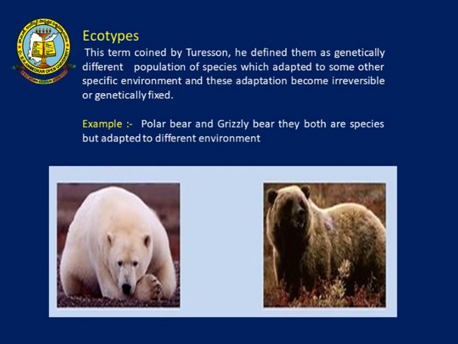Now, what is this ecotype? What is this genetically different, though they are the same species? The example over here is the bear. You have two types, one is a polar bear, one is a grizzly bear. A polar bear can survive in the North Pole and the South Pole, the polar regions, whereas a grizzly bear cannot survive in that cold condition. They can survive only in the temperate or mountain regions.